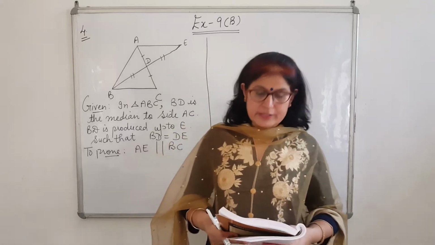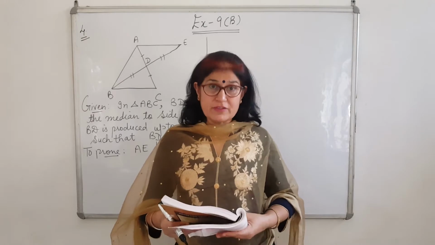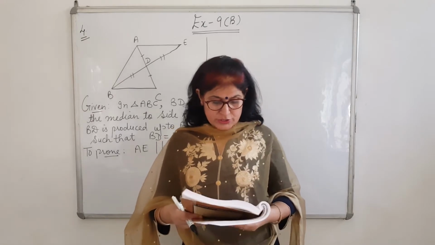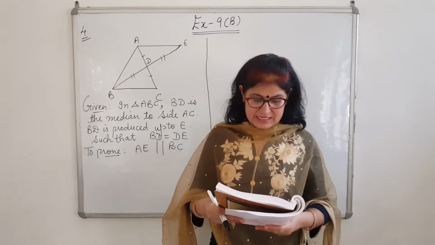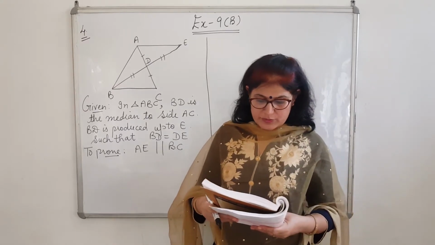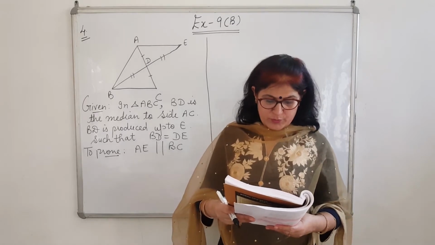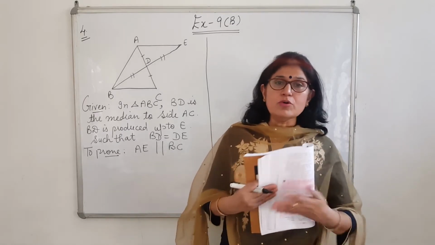9th standard. Today we will revise exercise 9th B. So we start with question 4th. In question 4th, one triangle ABC is given. BD is the median and BD is produced up to E such that BD is equal to DE, and you have to prove AE is parallel to BC.